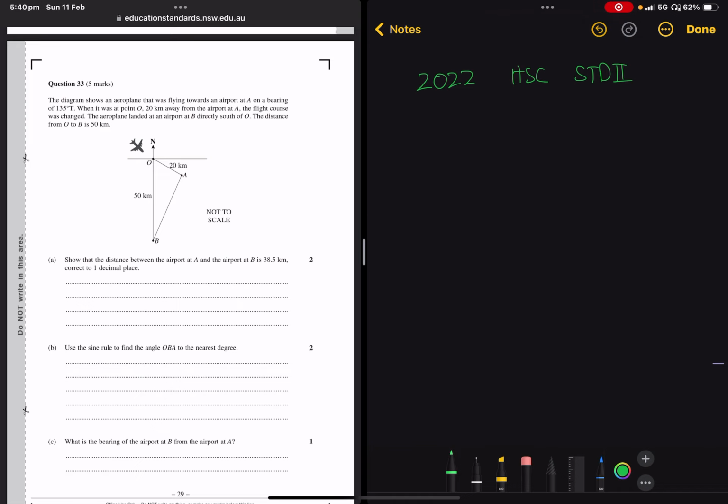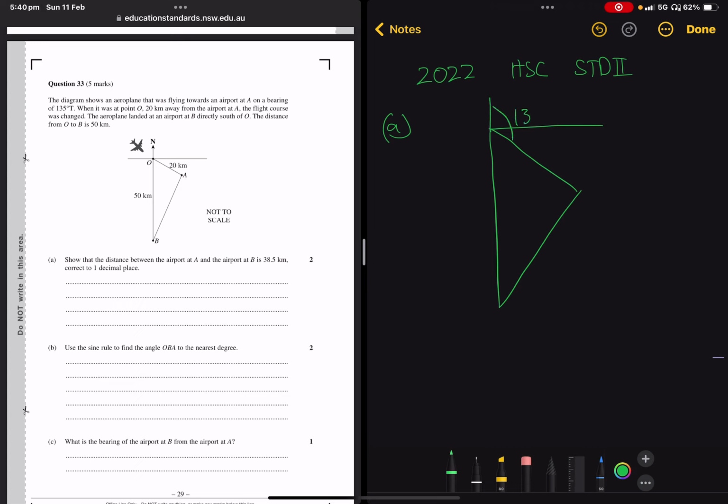All right. So for part A, we're going to draw a little diagram. This is essentially a big triangle. We were told the bearing is 135. That means this angle up here is 135 collectively. Now that means the uppermost angle of the triangle is going to be 45, because 45 plus 135 is 180. If this is 45, this is also 45. So this is a convenient piece of information straight away. We know that this length here is 20, and this length here is 50. We've been asked to show that AB is 38.5.